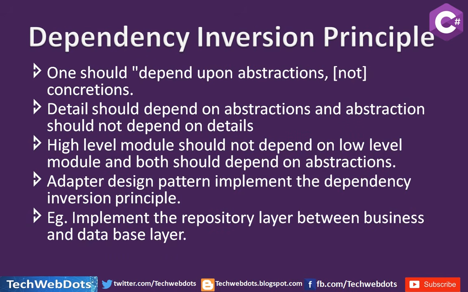The last one is the dependency inversion principle, okay. What it says: one should depend upon abstractions, not concretions. Details should depend on abstraction, and abstraction should not depend on details, okay. I know this is a bit complex, but I will show you an example of what I am talking about. But let's read a very meaningful line. A high-level module should not depend on a low-level module, okay, and both should depend on abstraction, meaning there should be a middle layer that will work as an intermediator.